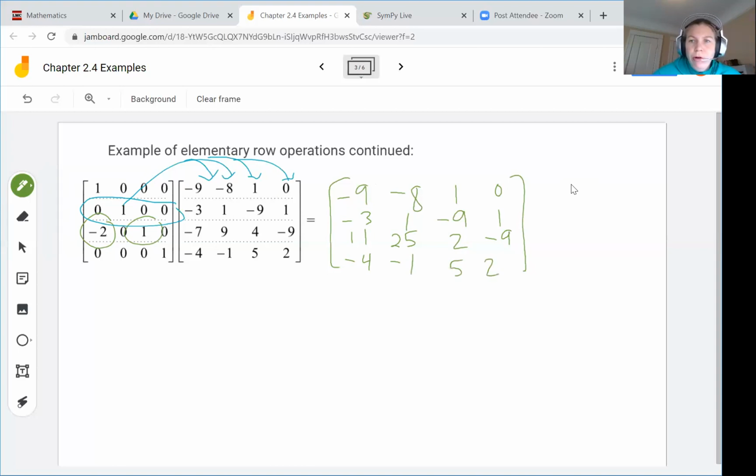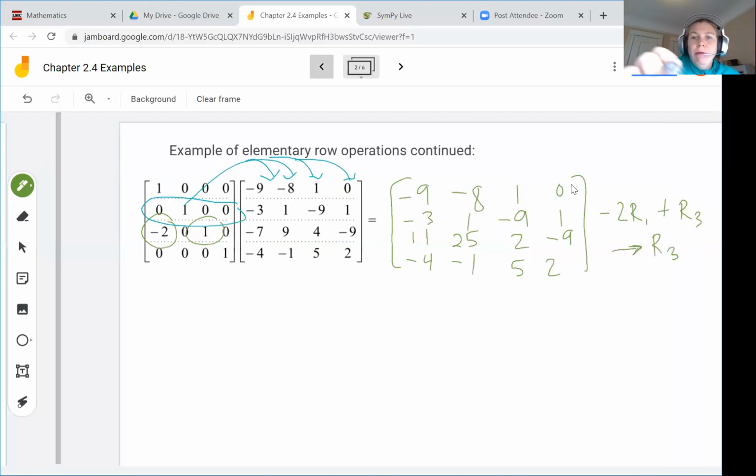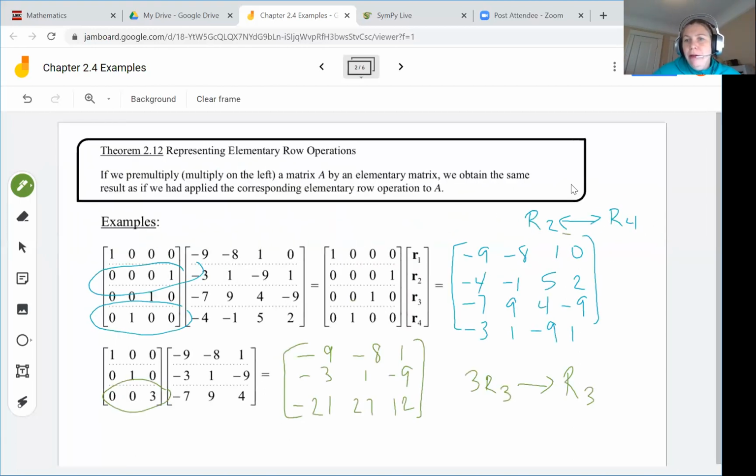So in terms of row operations, we'd say this was negative 2, row 1 plus row 3, and that replaced row 3. We put the arrow here to show that it replaced, as opposed to swap. If we were just swapping, we would use the double arrows like we did here in the first example.